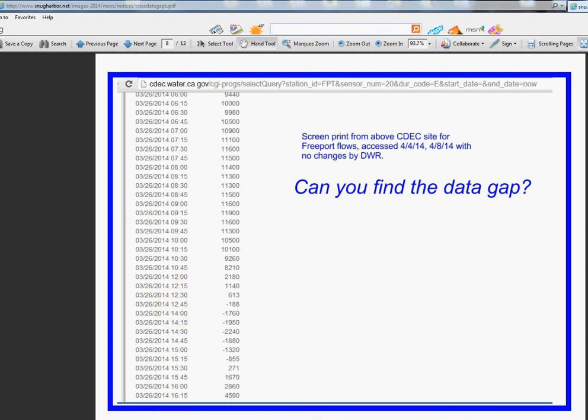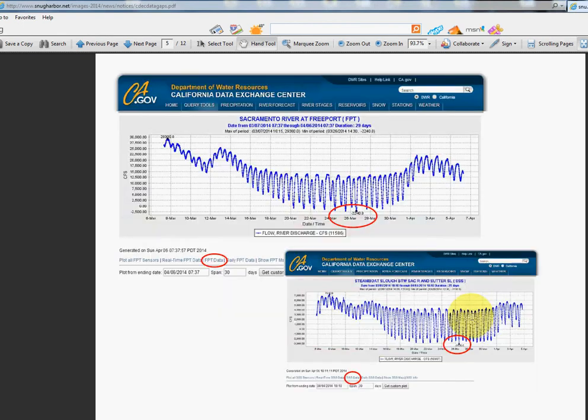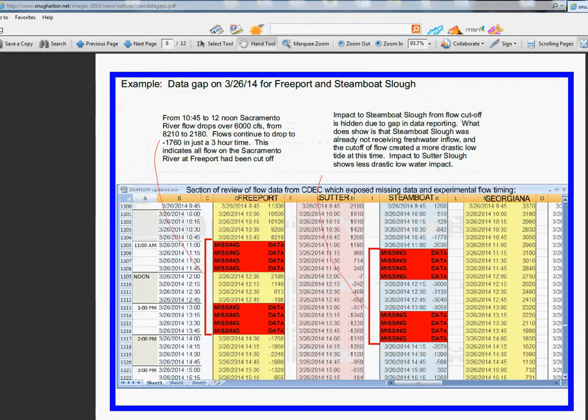So what I found, when you line these up, you start finding these data gaps. So I'm going back up to this data gap information. What I found on March 26, 2014, at the Freeport gauge, what I had to do is make a generic chart first. This is in Excel, so that when I imported this stuff I could tell when there were data gaps. And this is one of them.